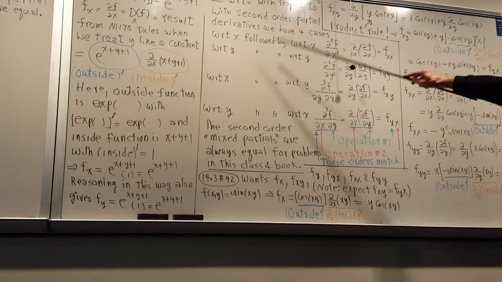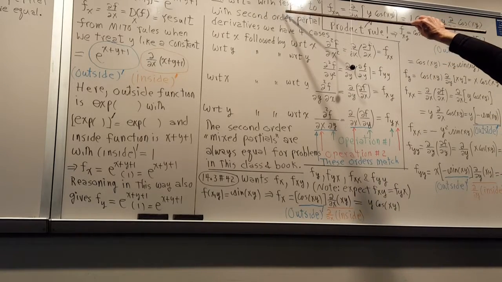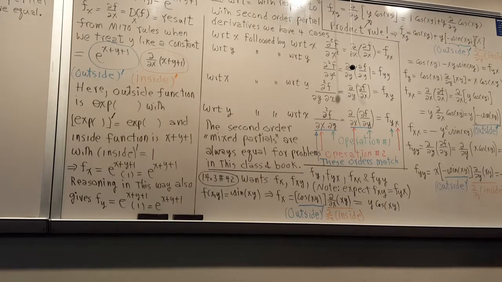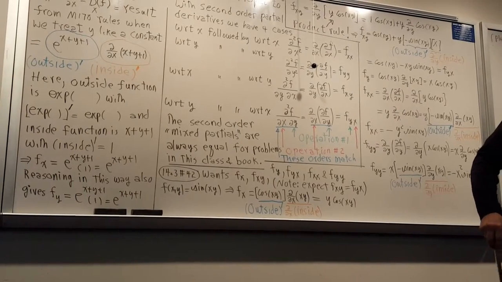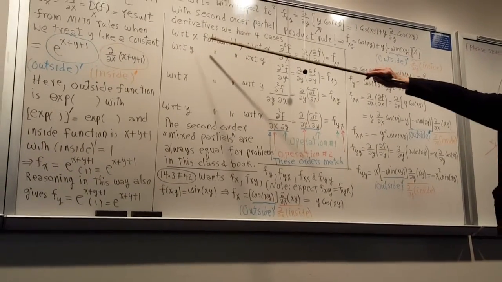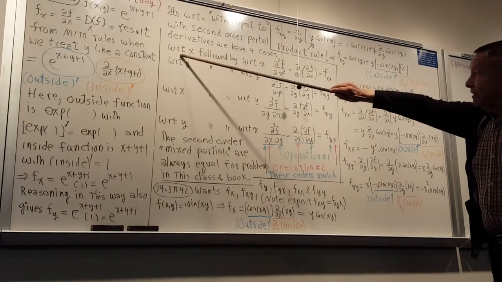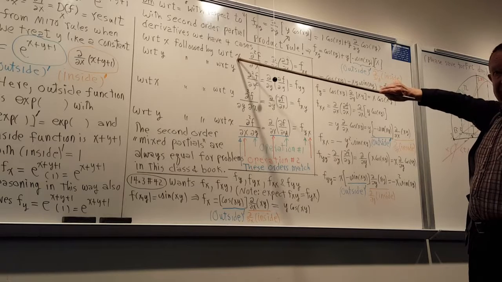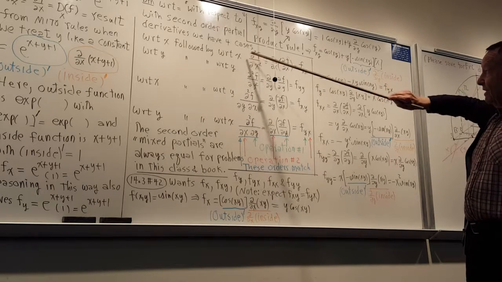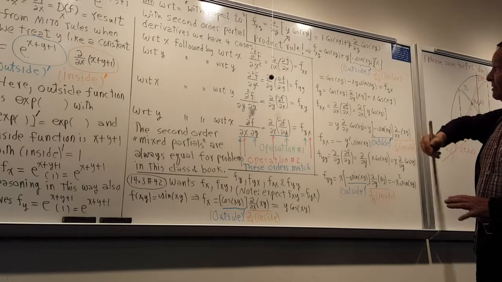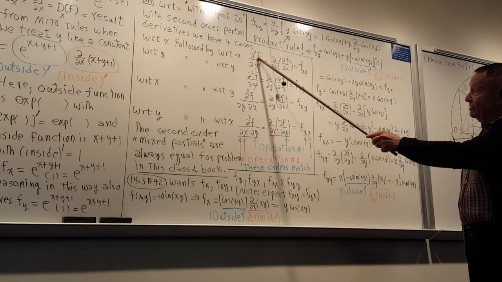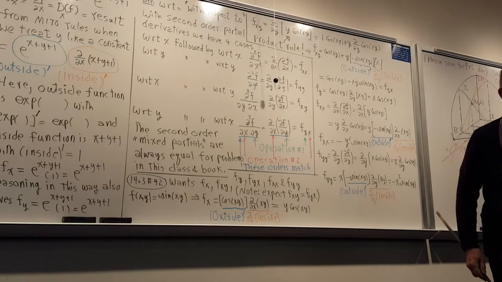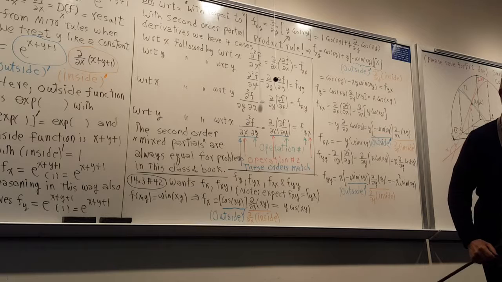WRT is with respect to. So if you're talking about second order partial derivatives, you really have 4 cases if it's 2 variables. You can have the derivative with respect to x followed by x again. So that's your second partial with respect to x. And you can write it this way, which is the analog of using the d's, the differential symbols for derivatives.